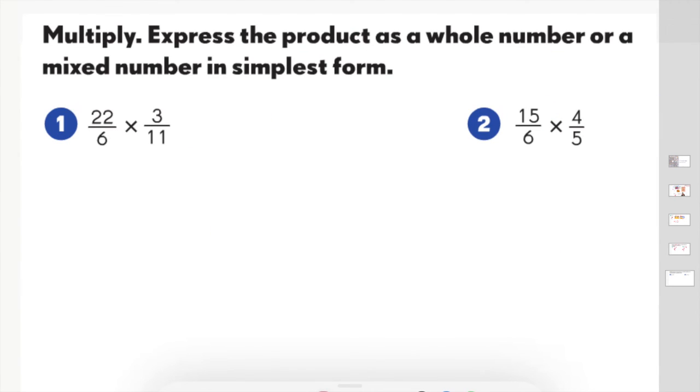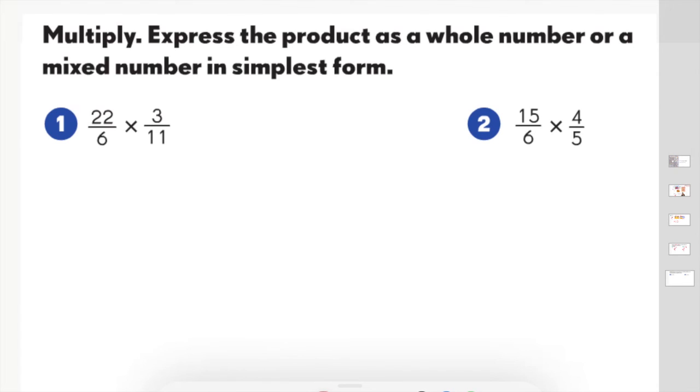Let's look at a couple more. Again, it says multiply, express the product as a whole number or a mixed number in simplest form. Okay, why don't you try these two, pause the video, and then check back in to see if your thinking matches mine.